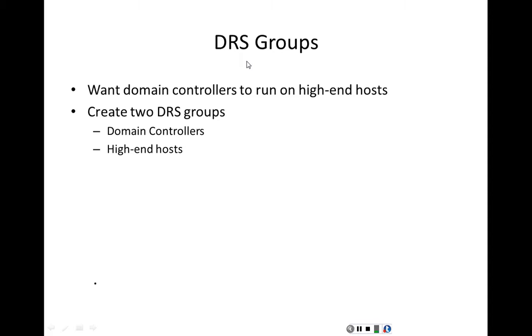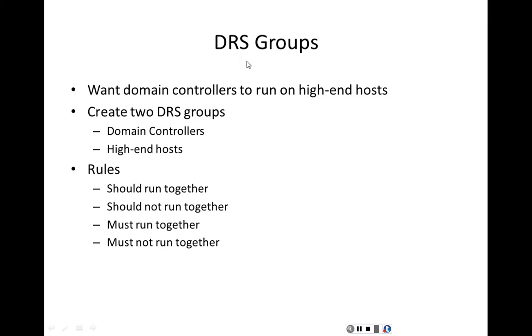If we want domain controllers to run on high-end hosts, we create two DRS groups: the domain controllers group and the high-end host group, and we link those together with an affinity rule.